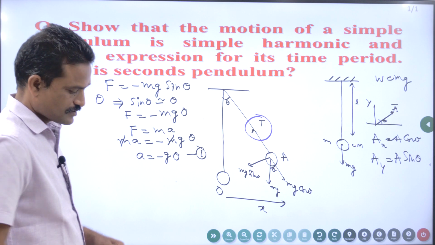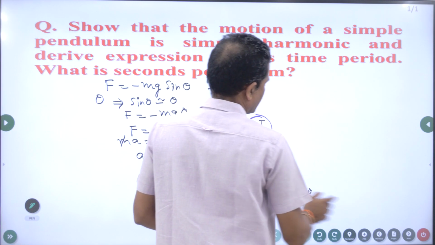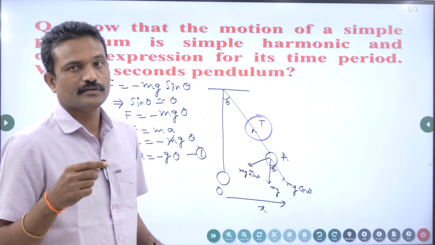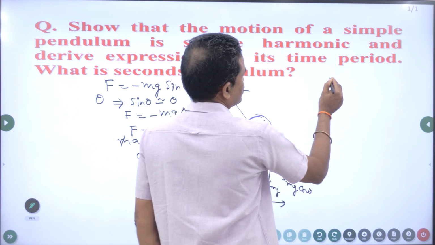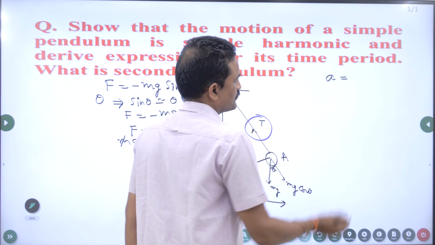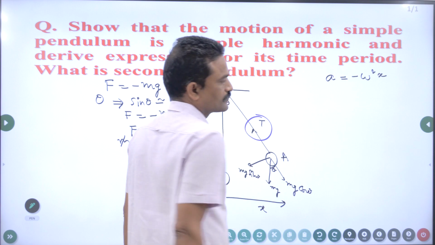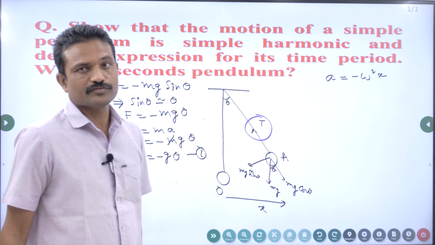Now my aim is to show that the oscillations made by the simple pendulum are simple harmonic. The condition for simple harmonic motion, which we studied in the previous video, is that the equation of SHM is A is equal to minus omega square x. So I should arrive at A is equal to minus omega square x.